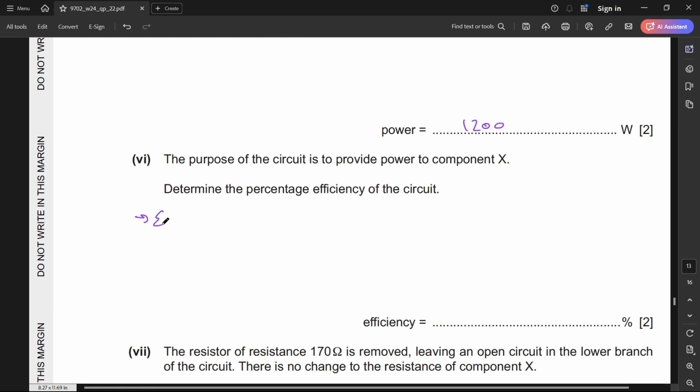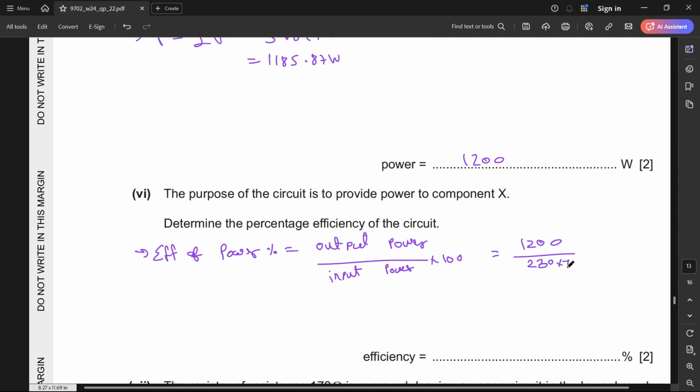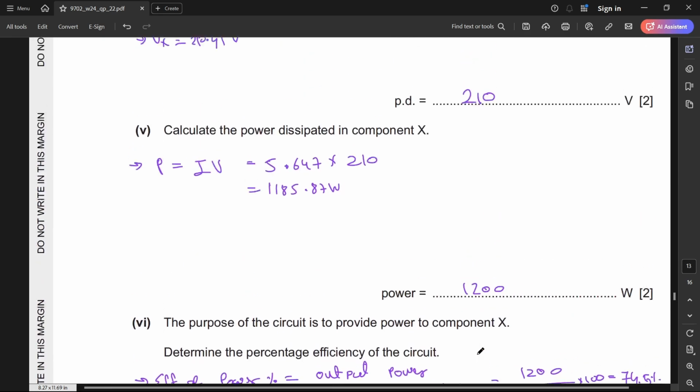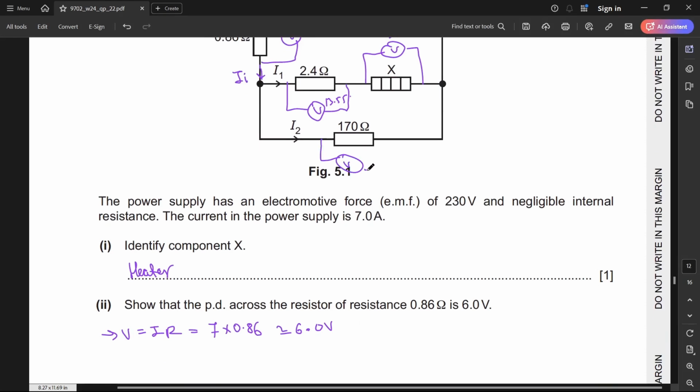So based on that, I can write that efficiency of power comes out to be output power by input power into 100. That is the percentage efficiency. So output was 1200 and the input is what? 230 into 7 into 100. And then if I do this 1200 by 230 into 7 into 100, it comes out to be 74.5%, which is approximately 75%. So you are having the efficiency of the circuit as 75%. Now, I just mentioned over here that this was 230 voltage.